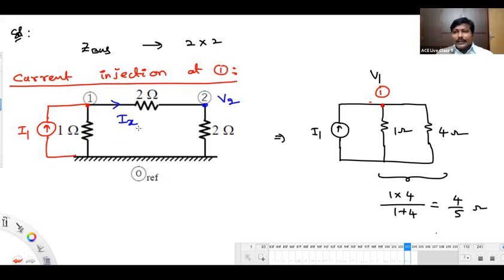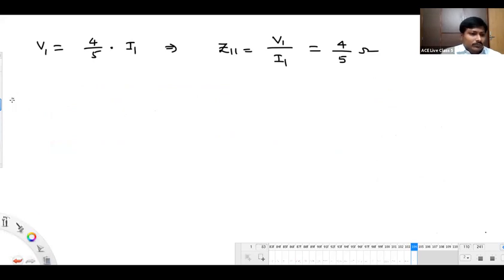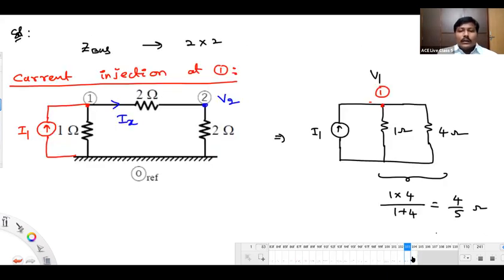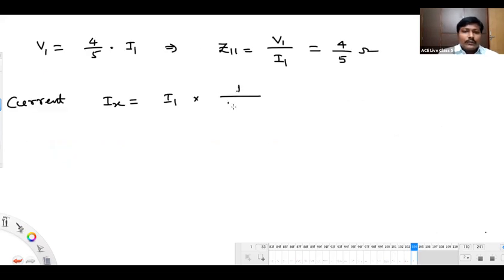By doing current division, you have to get it. What is the Ix you can write? By current division, Ix is equal to I1 into 1 by 1 plus 4. So it's 1 by 5 times I1. That is the Ix current.